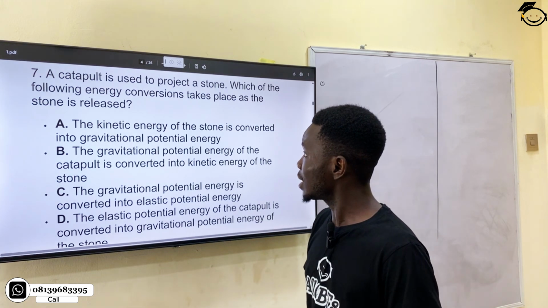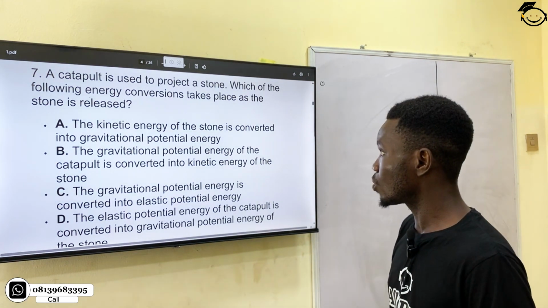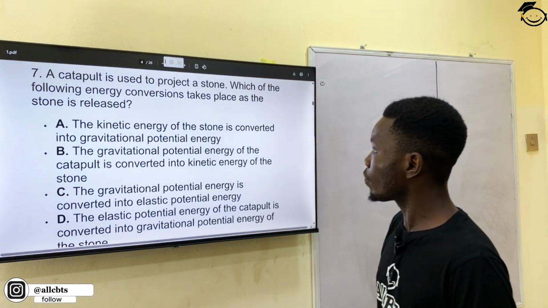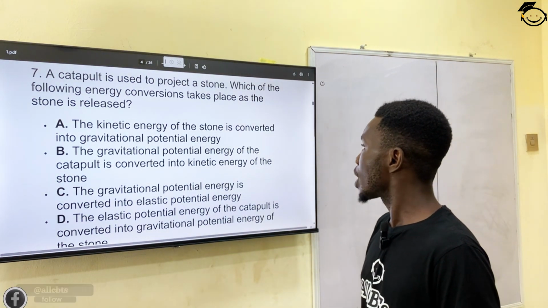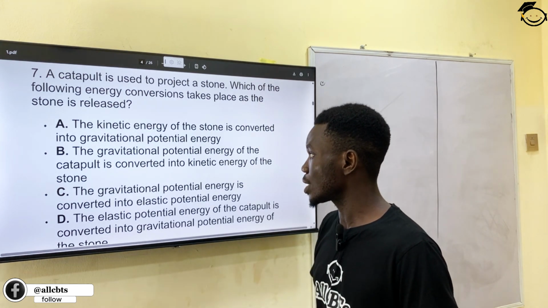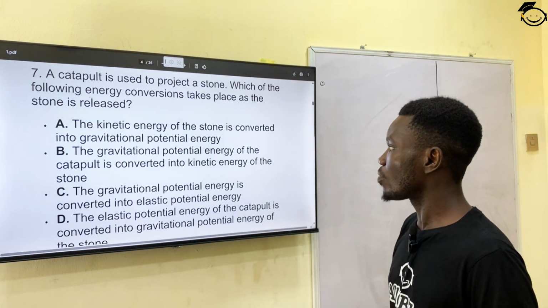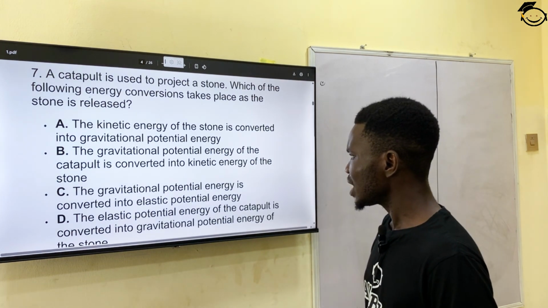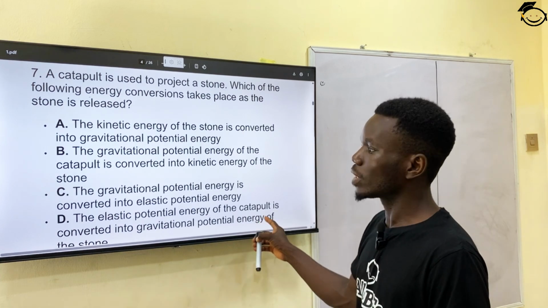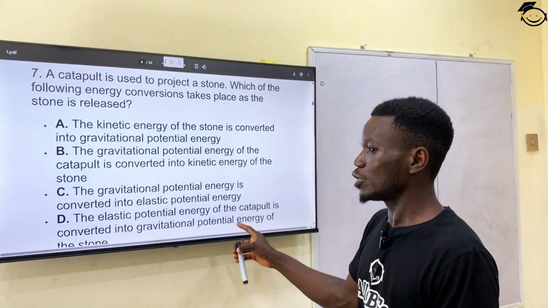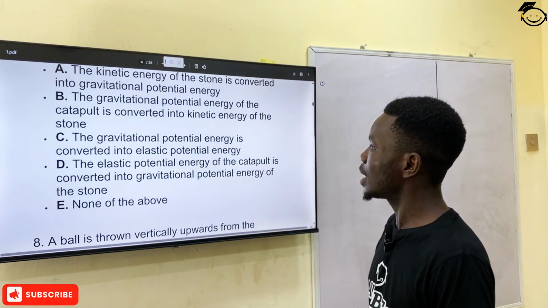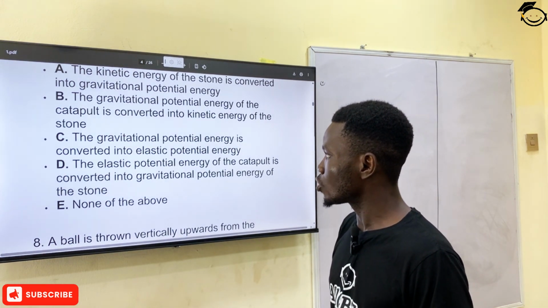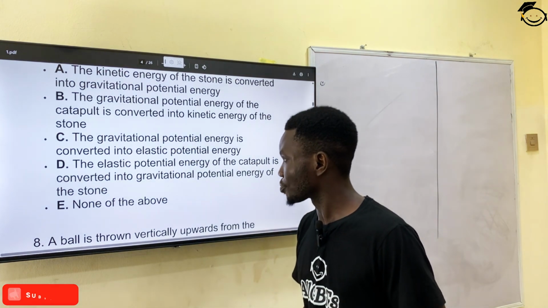Option A says the kinetic energy of the stone is converted into gravitational potential energy. Option B says the gravitational potential energy of the catapult is converted into kinetic energy of the stone. Option C says the gravitational potential energy is converted into elastic potential energy. Option D says the elastic potential energy of the catapult is converted into gravitational potential energy of the stone. And option E says none of the above.